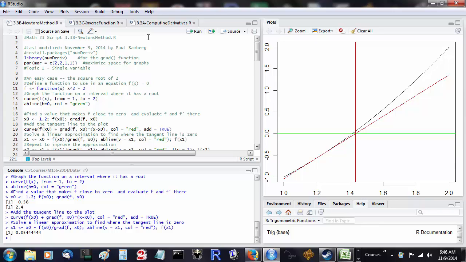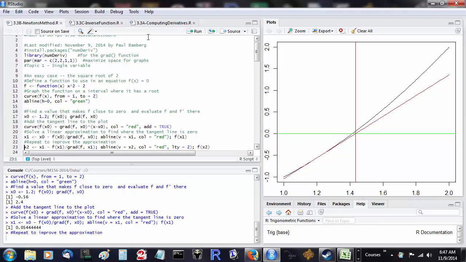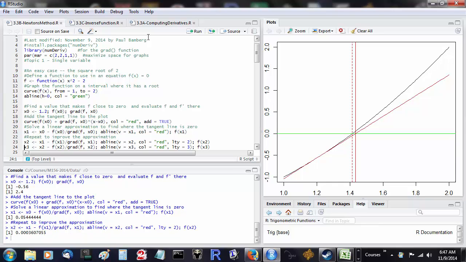I've drawn a vertical line at that point of intersection, and that is my new approximation to the square root of 2. If that's not good enough, I just do exactly the same thing again, computing x2 from x1, and now instead of getting a function value of 0.05444 as I got before with my x1, I get a function value of 0.0003.